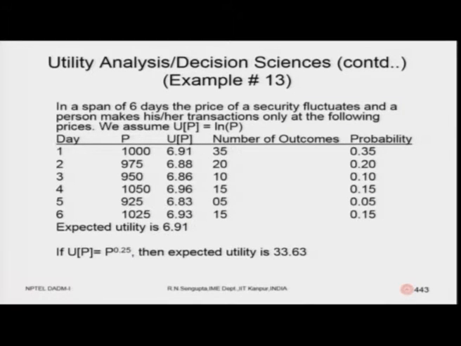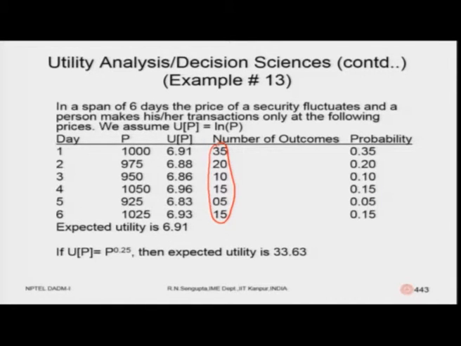Then the fourth column is the number of outcomes, from which you will find the probabilities, and the probabilities are given in the last column. Our main task is to find the overall expected value of utility. So, these are the values which you have, these are the outcomes, and the total value of the outcomes is 100.